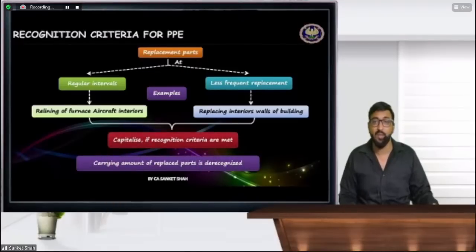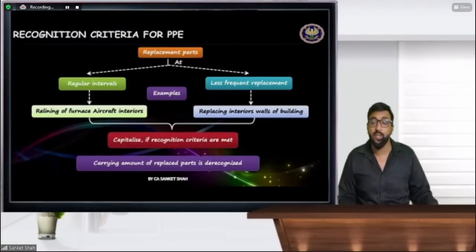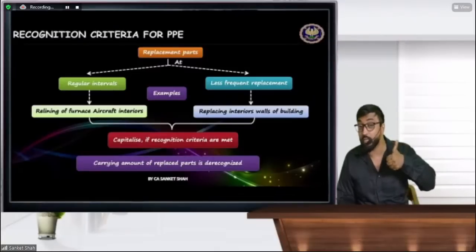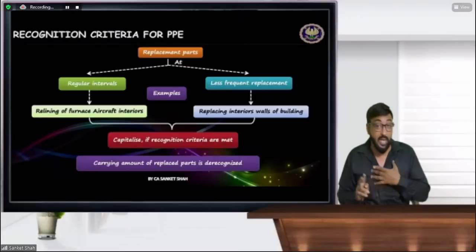Now this is very important. Capitalization, if recognition criteria are met. So what are the recognition criteria? Beta, those two recognition criteria. One is that it is probable that future economic benefit will flow to the enterprise. And what is the second one? That the cost can be measured reliably. So these two recognition criteria, if you meet them, okay.